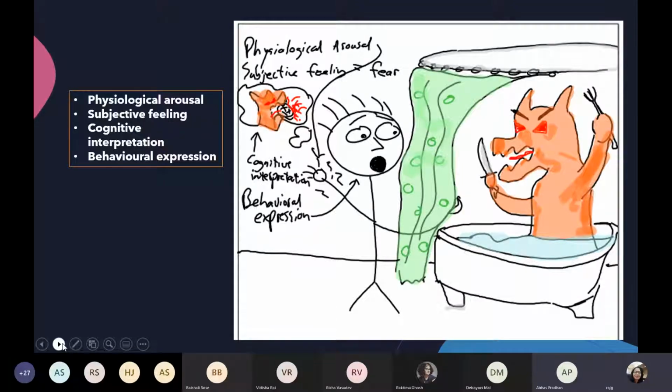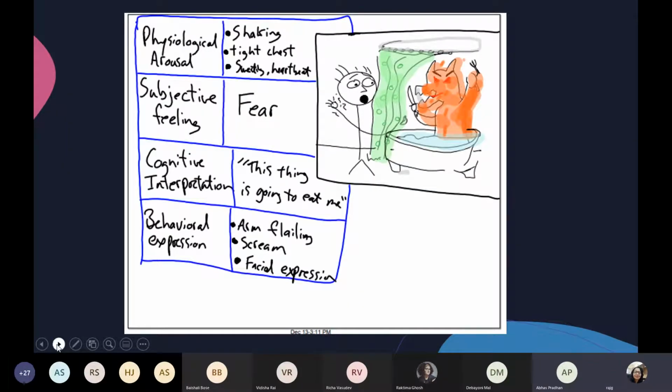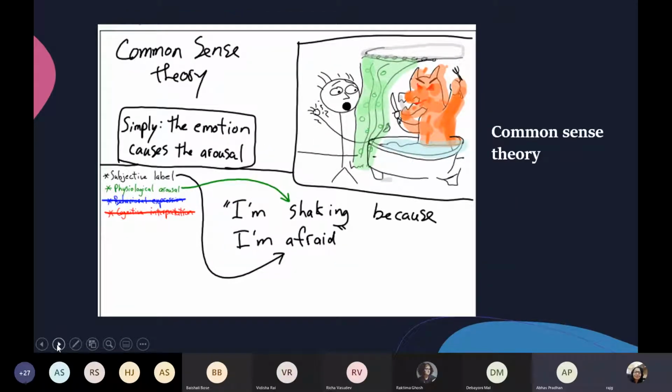So these are the changes. You understood what is physiological arousal, subjective feeling, cognitive interpretation, and behavioral expression. Now, let's move to how we feel. The common sense theory: what is it? That there is a physiological arousal. I am shaking because I am afraid. So the subjective label comes first. I'm afraid, therefore I'm shaking. Got it? That's the common sense theory of emotion.